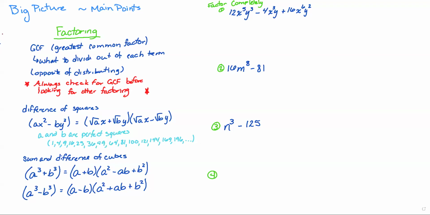All right, so some more big picture main points of review. When we're talking factoring, the first type of factoring that we always want to look for is the GCF, which is the greatest common factor, and that's basically what you can divide out of every term. Remember, it's the opposite of distributing. So your answer when you factor something with GCF will always look like a distributing problem.